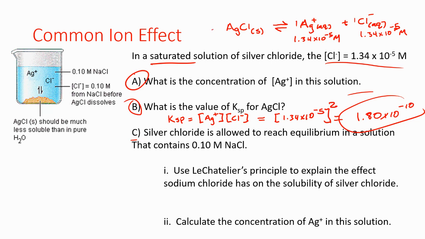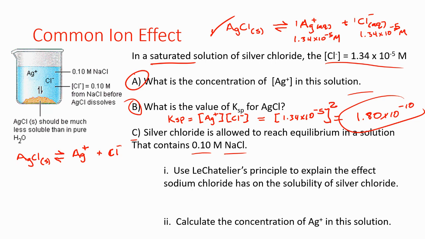You know, when we put AgCl into water, we get Ag plus and we get Cl minus. What happens in the common ion effect is instead of just putting it into water, what if you put it into a solution of something else? So if I read part C, it says silver chloride is allowed to reach equilibrium in a solution that contains 0.1 molar NaCl. I'm going to stick with the same reaction that I wrote before. So you'll notice it's really important. I'm not writing NaCl as a reactant in this equation. It's not, but it does have an impact on this equation. And let's talk about how that is.